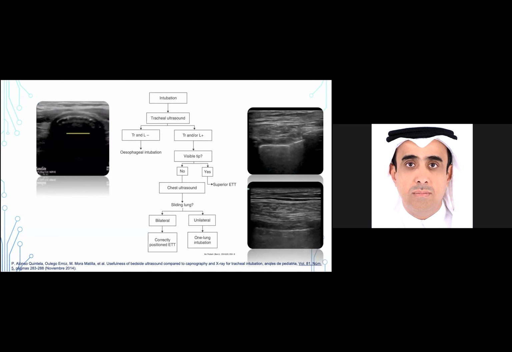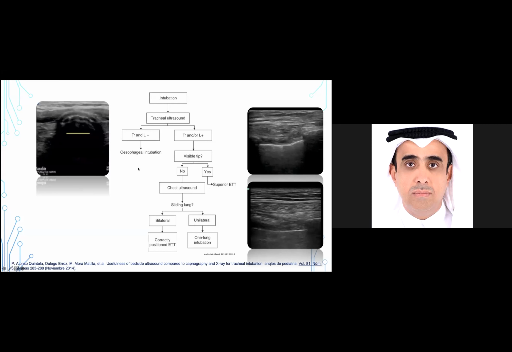You can go for a transverse and longitudinal approach. If you can see the tube or the artifact of the tube, that is good, then you can go on to look for the tip of the tube. If you can't see it, that means the tube is too superior, and you have to push it. Then you go to the chest to find if there is good bilateral sliding or not. If there is good bilateral sliding, that's a good tube, in the correct position. If not, that means you have to pull the tube.